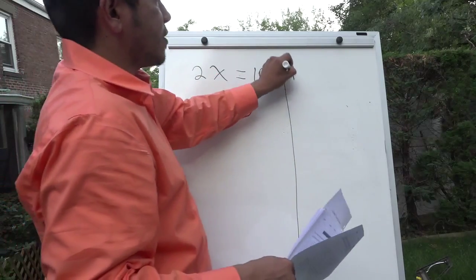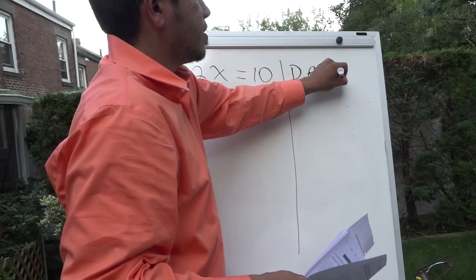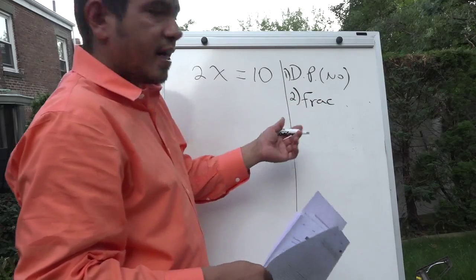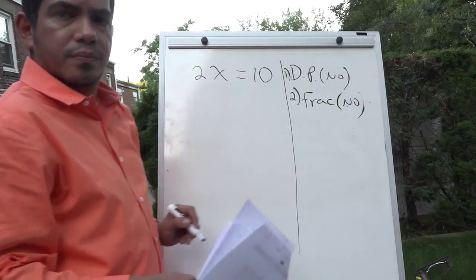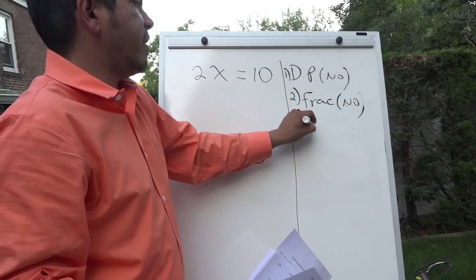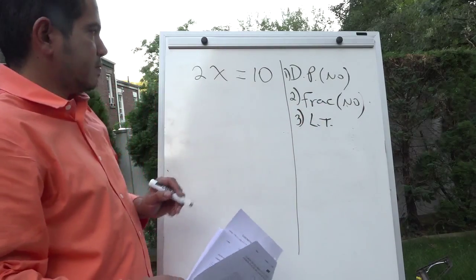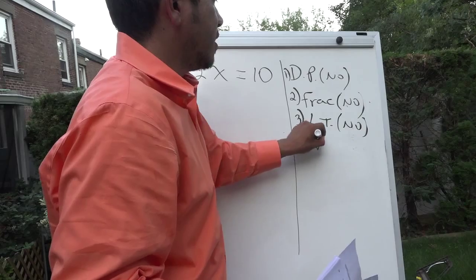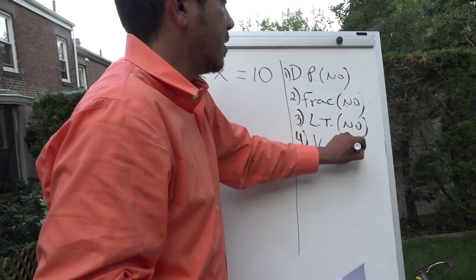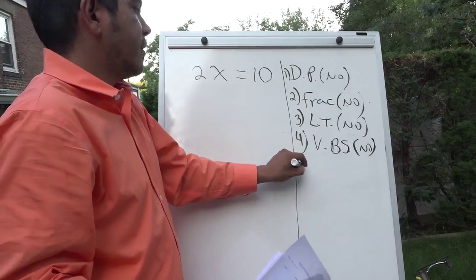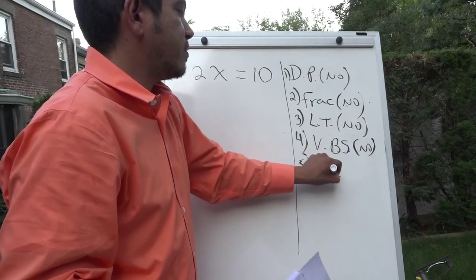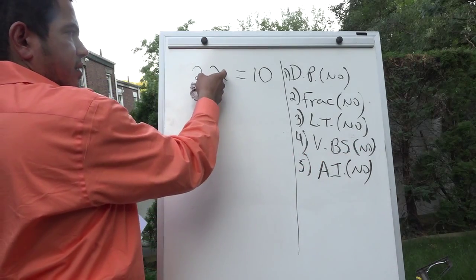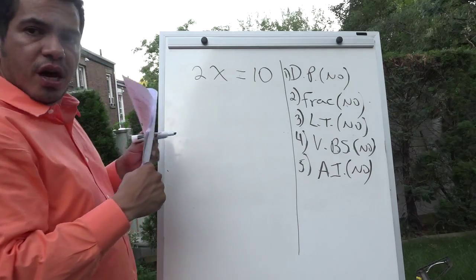The first thing you ask yourself is, do I have distributive property? The answer is no. Second one, do I have fractions? The answer is no. Third, do I have like terms on the same side of the equation? No. Fourth is, do I have variables on both sides? The answer is no. Fifth, do I have additive inverse? Additive inverse, is there a number adding the x? No. So therefore there is none.